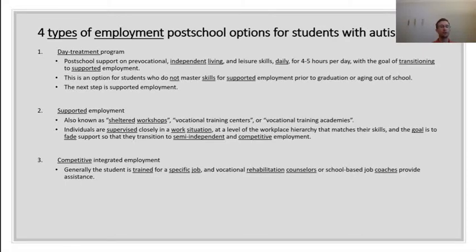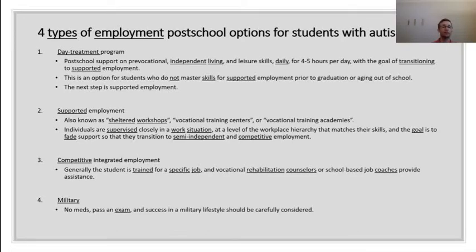Competitive integrated employment, generally the student is trained for a specific job, and vocational rehabilitation counselors or school-based job coaches provide assistance. So some examples might be working on the assembly line in a factory, or greeting people at the entrance of a department store, or stocking the shelves in a grocery store. So these are very specific jobs. I just named a few. That's a very narrow sample. There's hundreds, if not thousands, of potential jobs out there, but just to name a few.